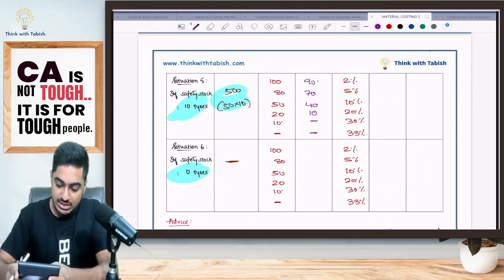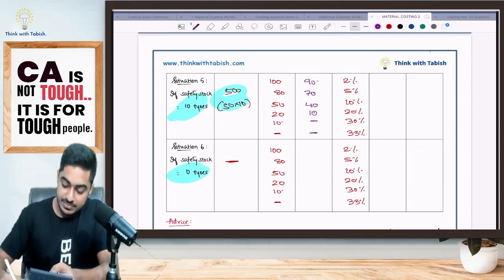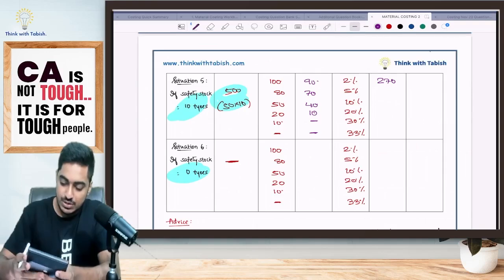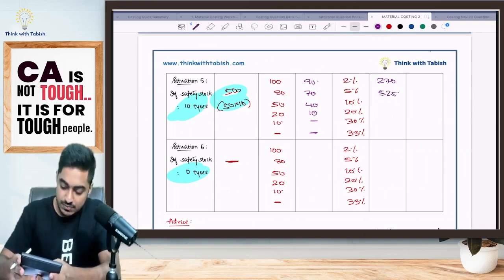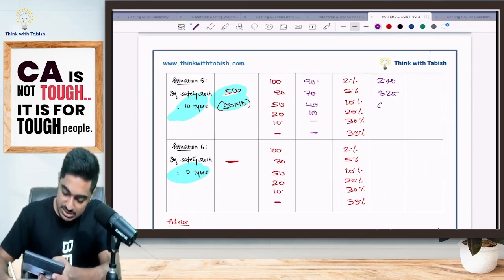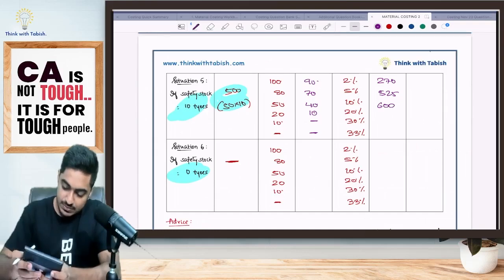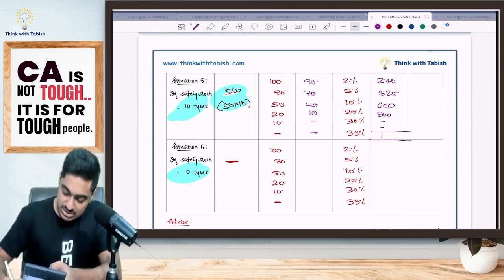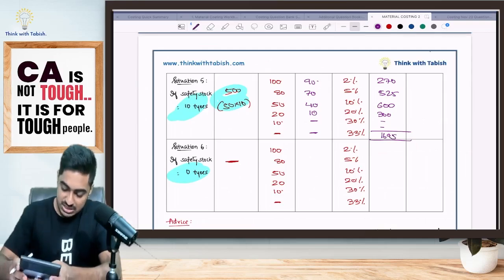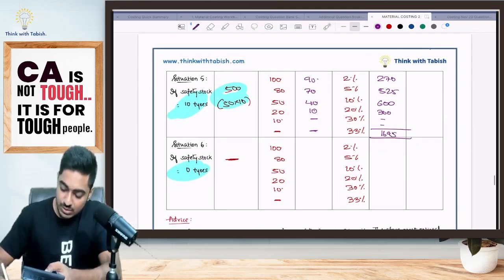150 into 90 into 2%. It is 270. 150 into 70 into 5%. It is 525. From now onwards, I am not explaining. 40 into 150 into 10%. It is 600. Yes, 150 into 10 into 20%. It is 300. Total will be 1,695. 1,695 plus 500 will make it 2,195.